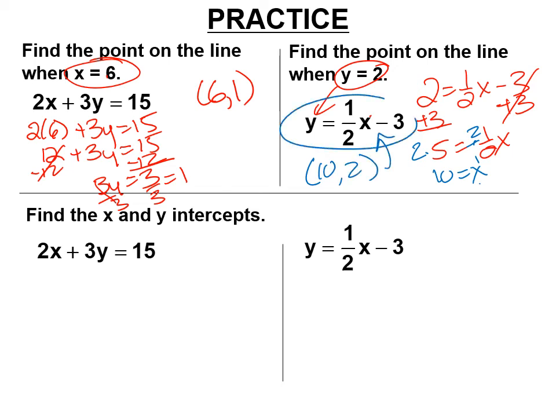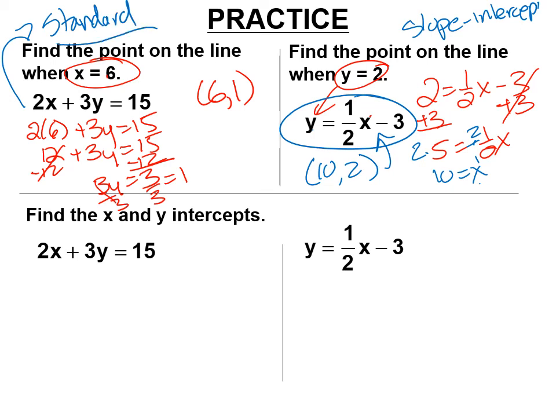So this is in what form? Slope-intercept, right? You know that because y is by itself. What was the other one in? The other one was in standard form. You need to memorize that because there's a third one coming. You have to look at that and say, oh, that's in ax plus by equals c. That's standard form. That one is in y equals mx plus b. That's in slope-intercept, just by looking at it.